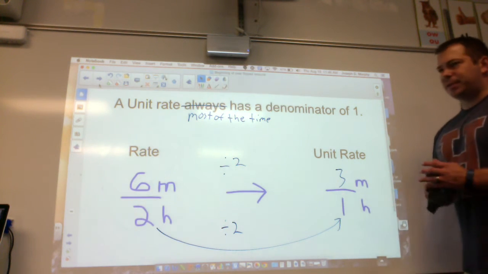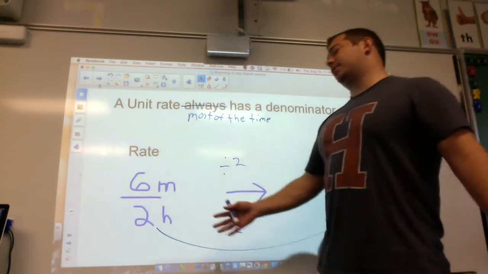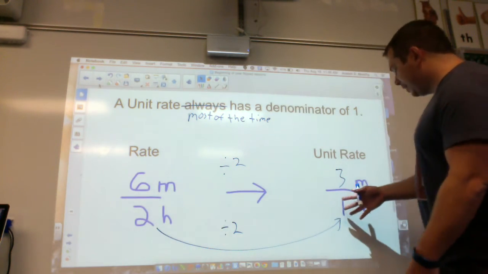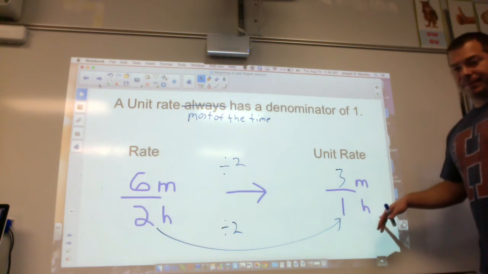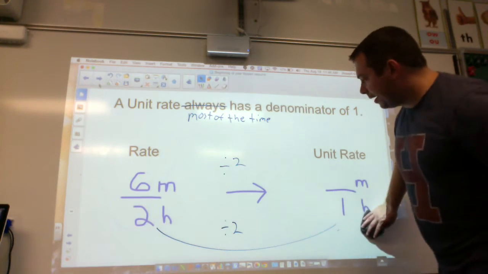You always hear about miles per hour. You don't hear about miles per 2 hours. So that's why we turned it into a unit rate, with a 1 on the bottom.